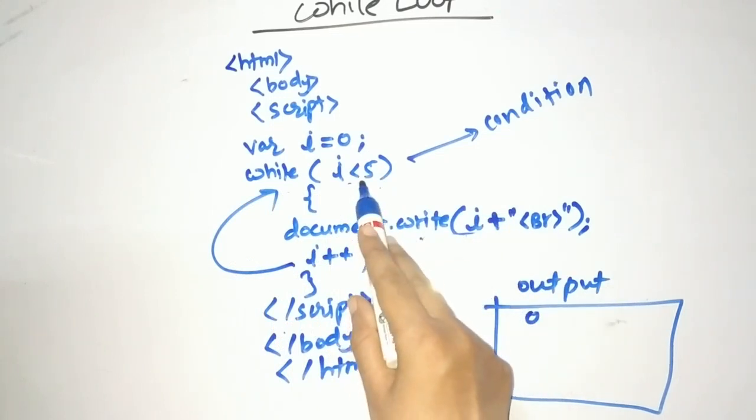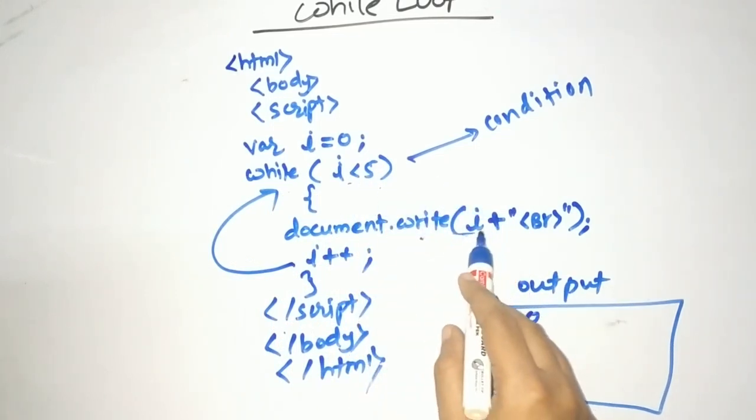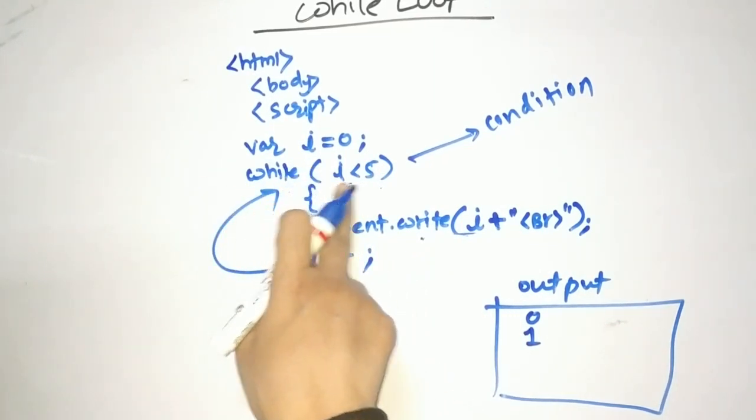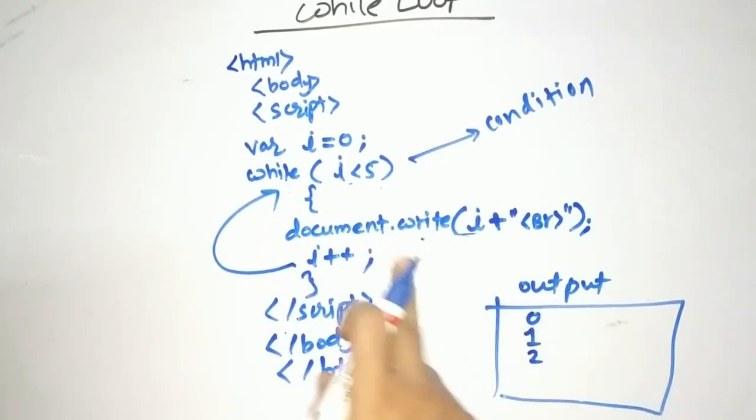So 1 is less than 5, it is true. It will come and print 1. Then 1 plus plus, it becomes 2. 2 is less than 5, yes. It will print 2. Then 2 plus 1 is 3.